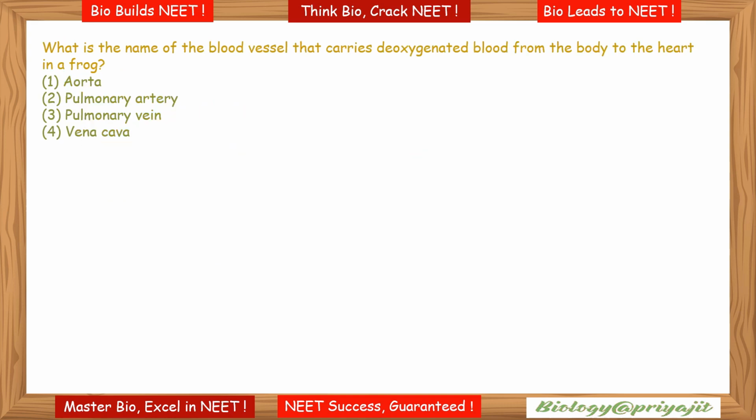Next question. What is the name of the blood vessel that carries deoxygenated blood from the body to the heart in a frog? The answer will be option 4, vena cava. The blood from the heart of a frog is carried to all parts of the body through the arteries, and the veins collect deoxygenated blood from the different parts of the body to the heart of the frog. Therefore, the correct answer here is vena cava.